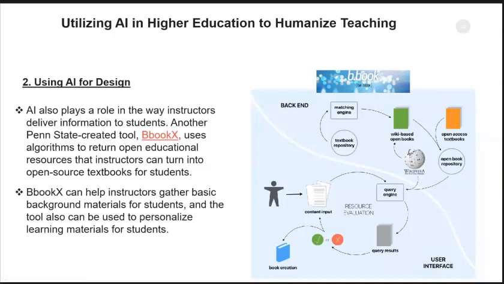Another example is using AI for design. Penn State University also developed an application called Box. Box is a tool that helps educators create an open textbook by grabbing different open educational resources from open digital repositories. For example, from the Open Book Repository, from Open Access Textbooks, from Wikipedia, from Wikibooks, and so on.